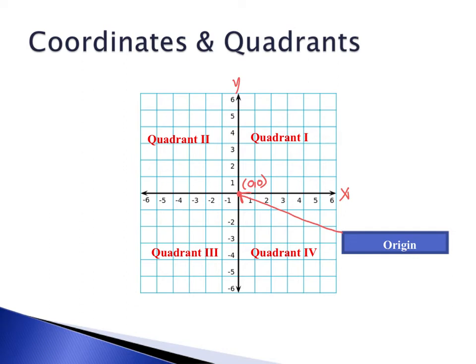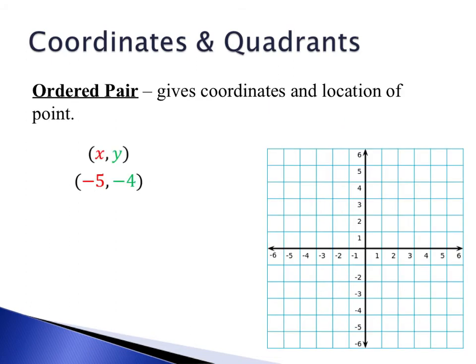y number line. When we plot points on a coordinate plane, we call these an ordered pair, and an ordered pair just tells us the location of the point. So an ordered pair is going to look like one of these two here, and if you notice, the x value is always listed first. So in this case, x is equal to -5. And then your y value is always listed after the comma, or in this case, y is equal to -4.